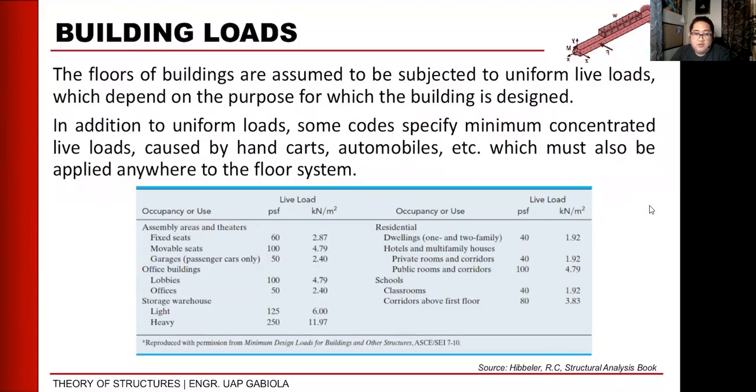So, in addition to uniform loads, some codes specify also minimum concentrated live loads caused by handcars, automobiles, and etc. Depende sa purpose ng structure ninyo, which must also be applied anywhere to the floor system. So, itong mga uniform live loads natin are generally tabulated sa code, like this one. And these values are determined from history lagi, no? From past experiences ng various buildings natin. Okay?